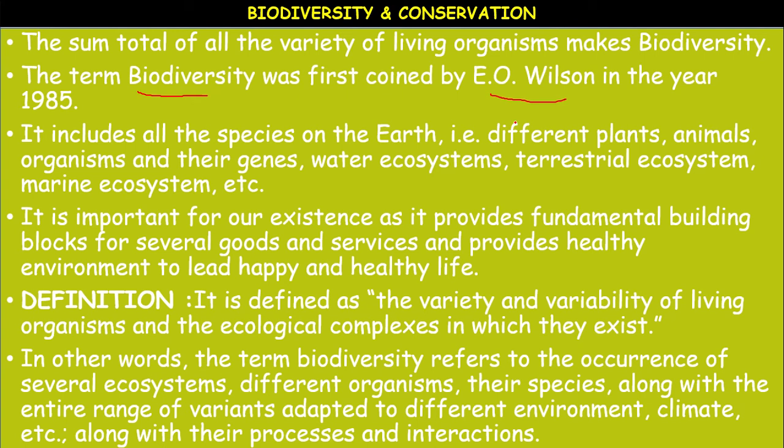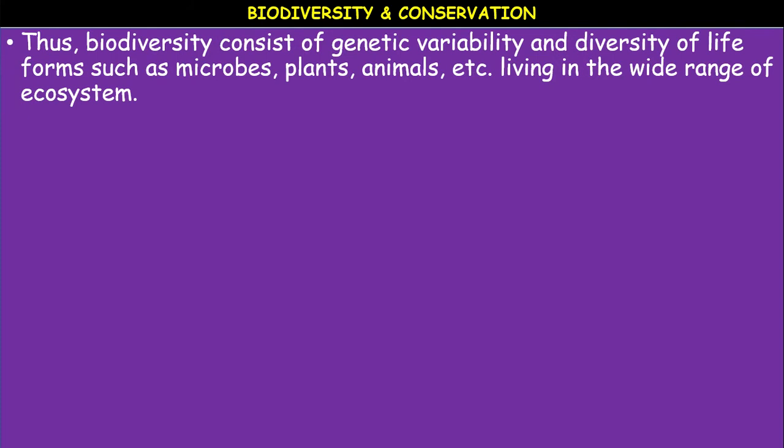Okay, there are interactions. So we can say biodiversity is a complex term. Okay, thus the biodiversity consists of genetic variability and diversity of life forms such as microbes. Okay, it not only includes plants and animals, it includes microbes, plants, animals, etc., living in the wide range of ecosystem.